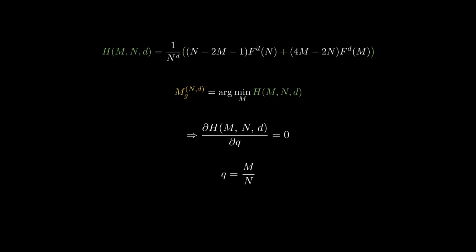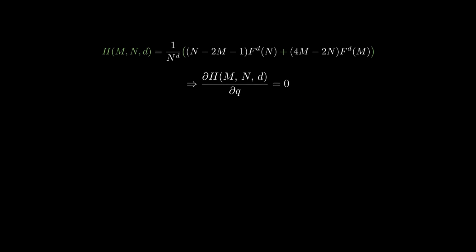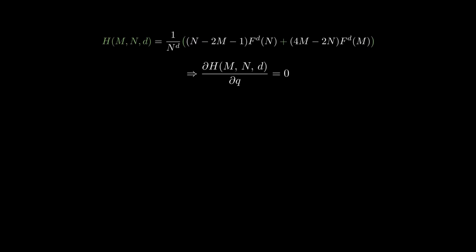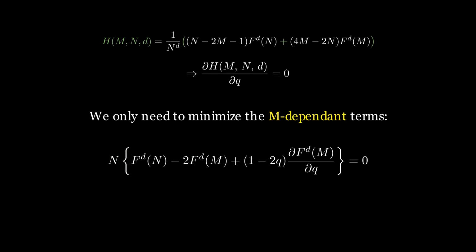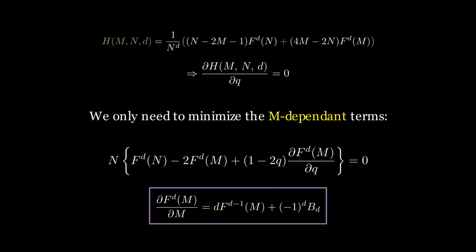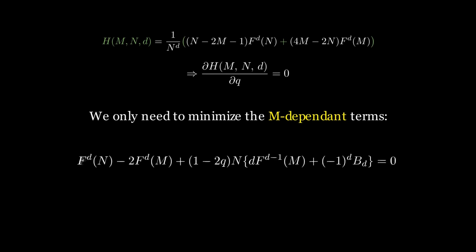So, now we just need to take the derivative of the Hamiltonian with respect to q and set it equal to 0. However, we only need to differentiate the portion of the Hamiltonian that depends on m. We'll call this simplified expression H tilde. Taking the derivative of this expression with respect to q gives us this rather complicated equation. We still need the derivative of Faulhaber's formula itself, which is known and has this form. Substituting it into our expression leads to an even more complicated result.